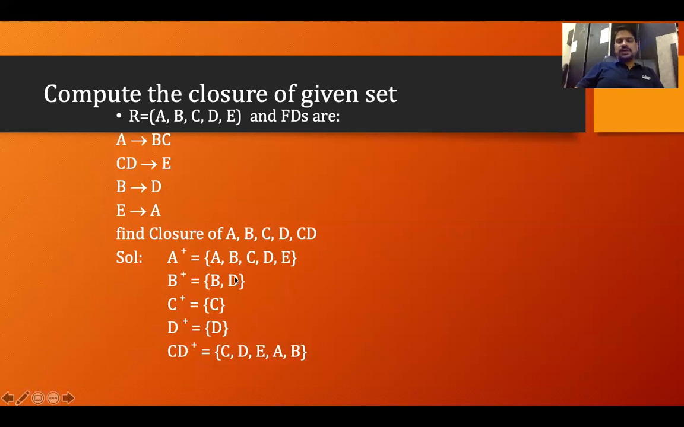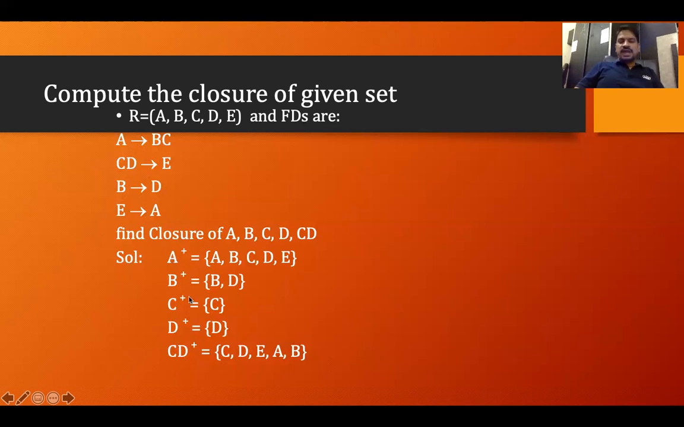Now how will it give you? If the closure of any attribute is equal to R, then that attribute is nothing but a candidate key. Now, which is a candidate key here? A is the candidate key, right? Because A closure is R. Now, what else is your candidate key? CD is your candidate key. Why? Because CD closure is determining all the attributes, so it is also equal to R. Then CD is also a candidate key.